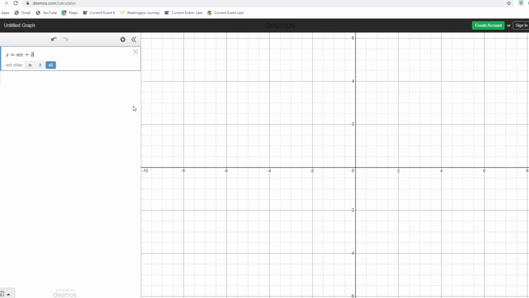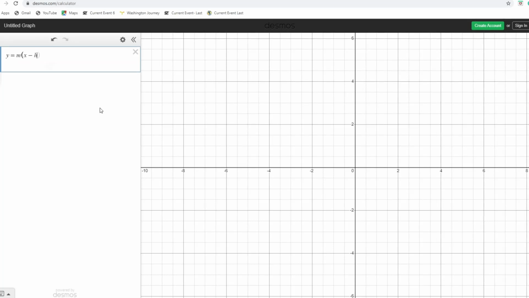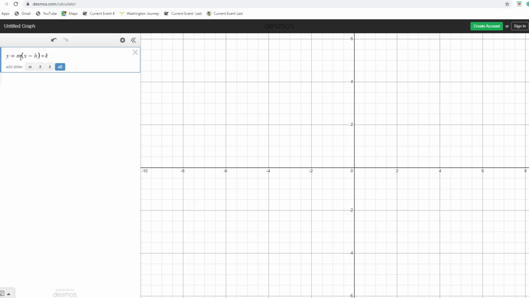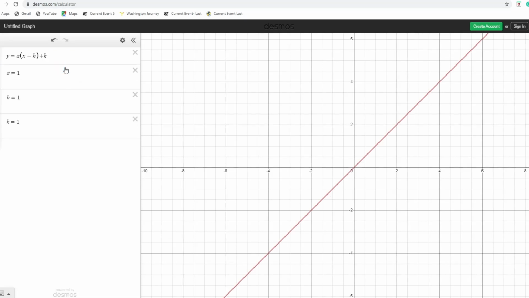But today I want to talk about a form that goes by m(x minus h) plus k. And this is point slope form, but with different variables. This is supposed to be x1 and k is supposed to be y1. And this is modified point slope, so you won't have y minus y1. The y1 is just moved to the other side. So instead of m, we're going to use a. And that would be a linear equation.